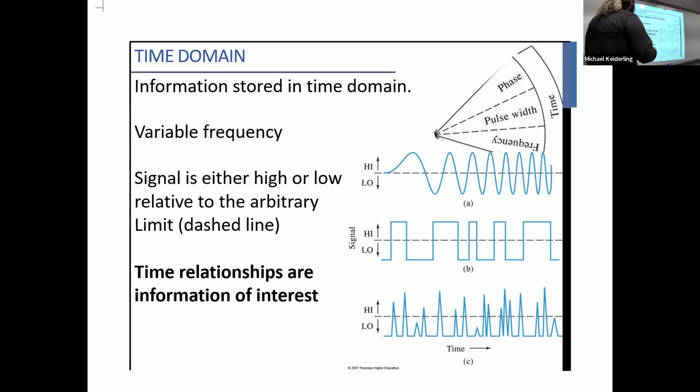Now, frequency can have lots of information stored in it. You can have things like a variable frequency, where frequency changes over time. Time relationships often are information of interest. And in fact, a number of the instruments we use use tricks to go between the time domain and the frequency domain to collect data very quickly. And that's this Fourier transform thing. You collect data in time and then turn it into frequency information, which is what you're interested in.